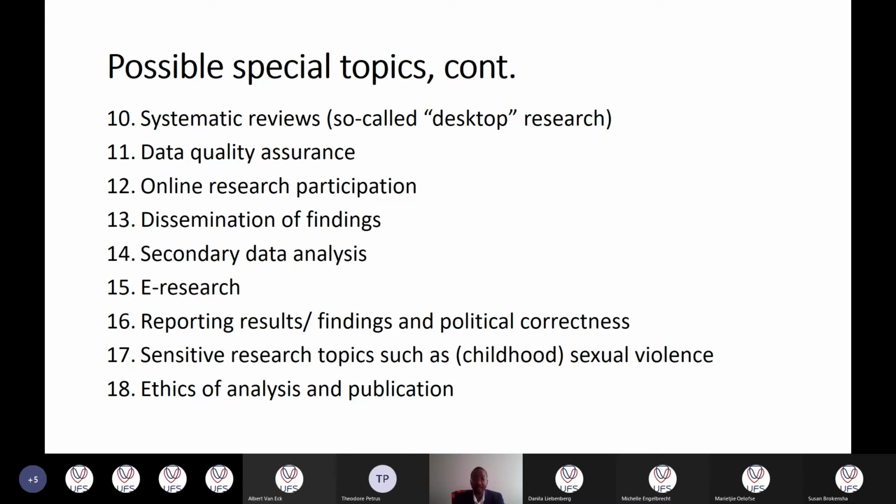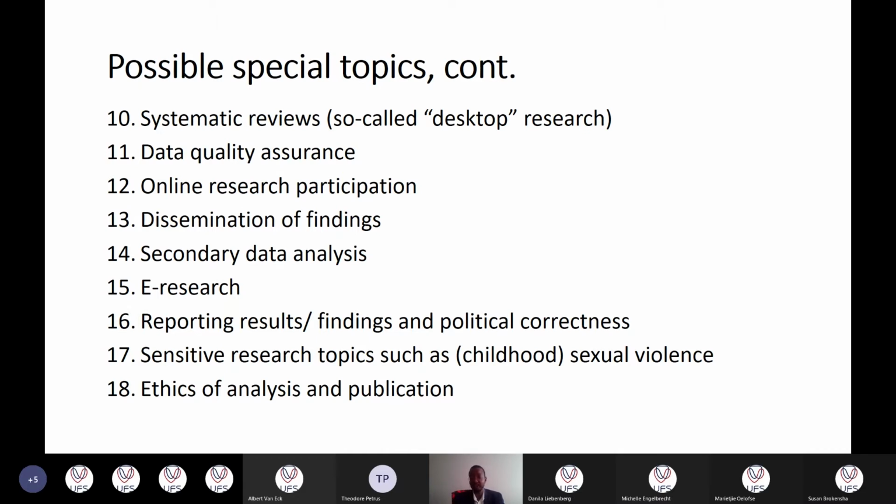At number 12, online research participation, as it is increasingly becoming prominent. Dissemination of findings. I find this a fascinating thing, because when you are going to be sharing information with the public, how is this packaged, how is this managed, and so on. So this also falls in here, right? Secondary data analysis, as mentioned, e-research, where artificial intelligence is beginning to be quite prominent there, reporting the results and findings, as well as the political correctness of reporting even adverse results, right?